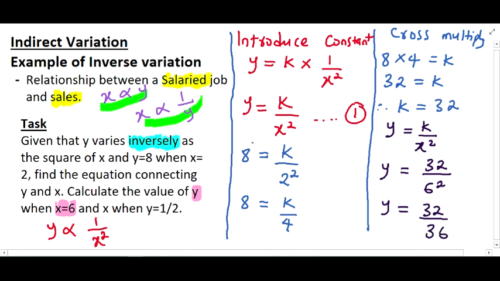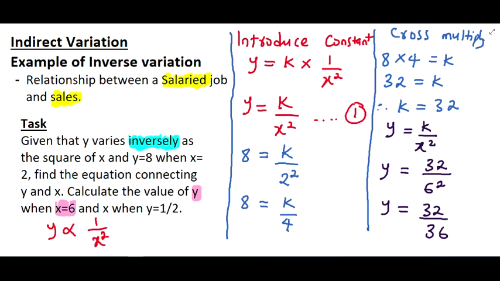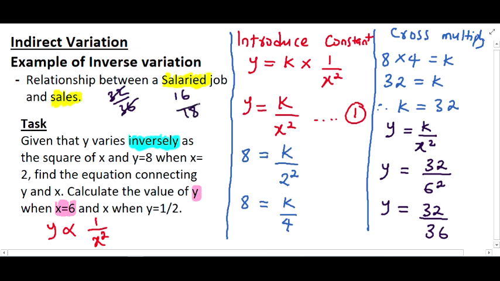Okay, let's break these numbers down together. So we have 32 over 36. 2 here is giving us 16, 2 here is giving us 18. Breaking down again, 2 here is giving us 8, 2 here is giving us 9. I wish to stop at 8 over 9. So let me just stop here.